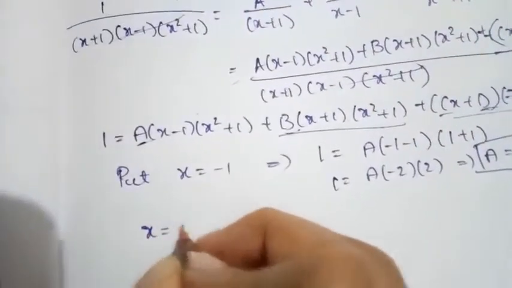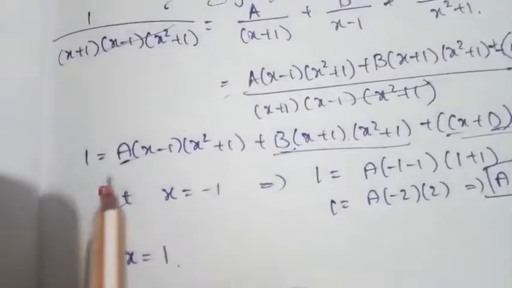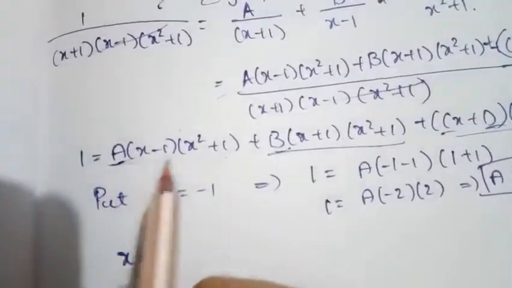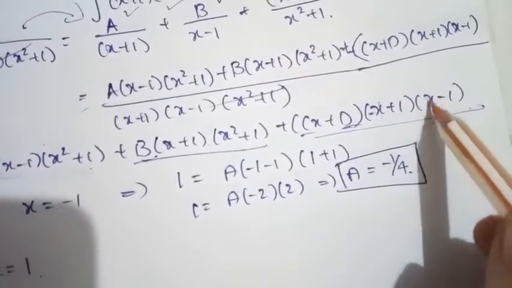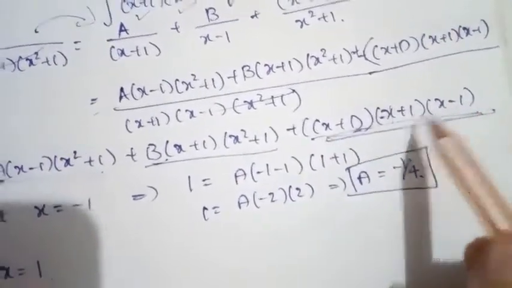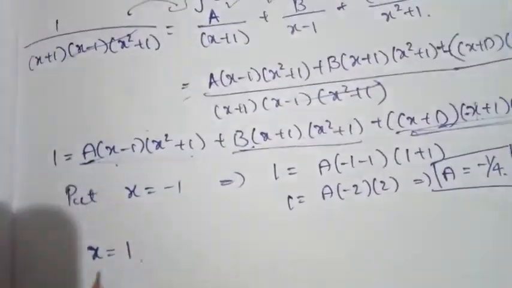Similarly, I am taking x is equal to 1. When I take x is equal to 1, this term is going to become 0. 1 minus 1 is 0. And here I take 1, which means again this term is going to become 0. This term and this term are going to become 0 when I take x is equal to 1.